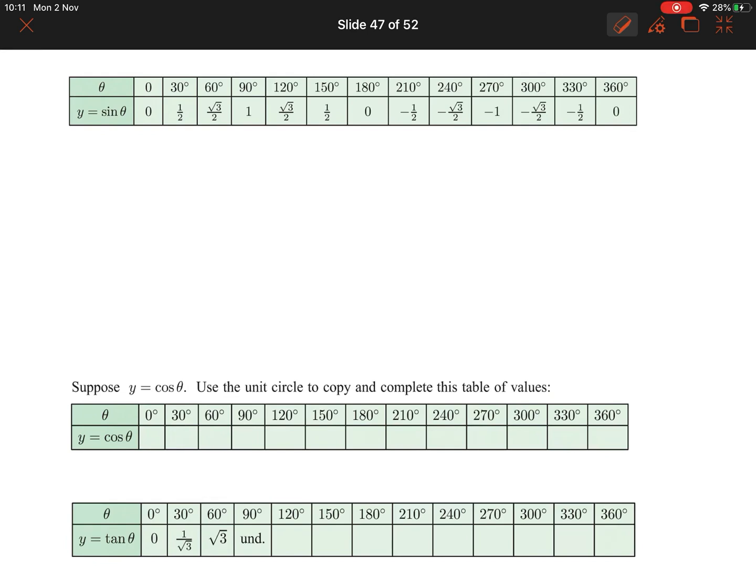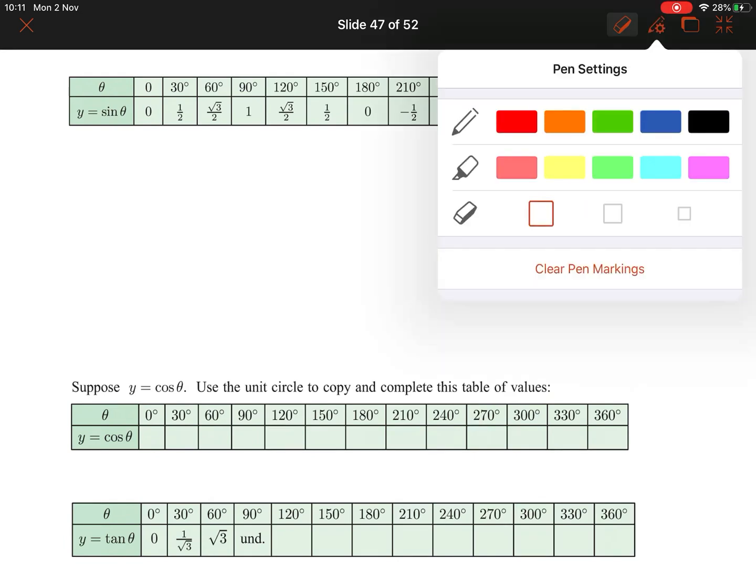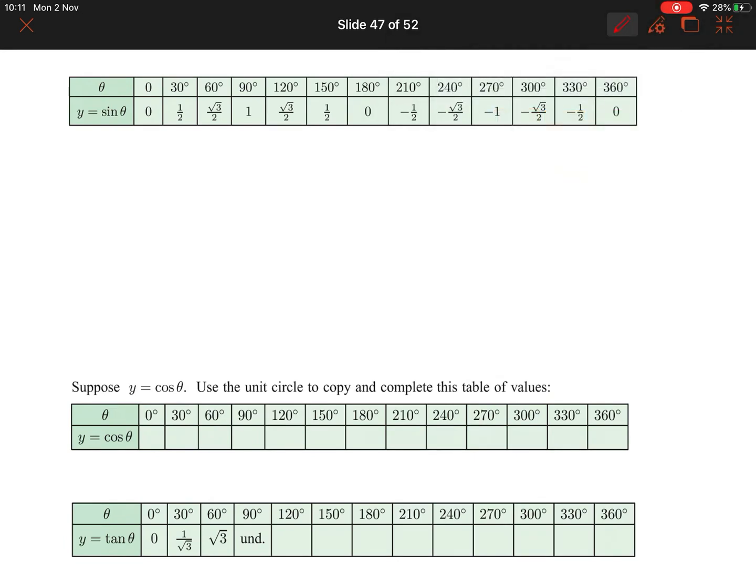I encourage you to stop the video and have a go and see if you can see what cosine will look like and what tan will look like. Cosine is easy, tan is not easy. Stop your video and have a go. Hopefully you've done that.